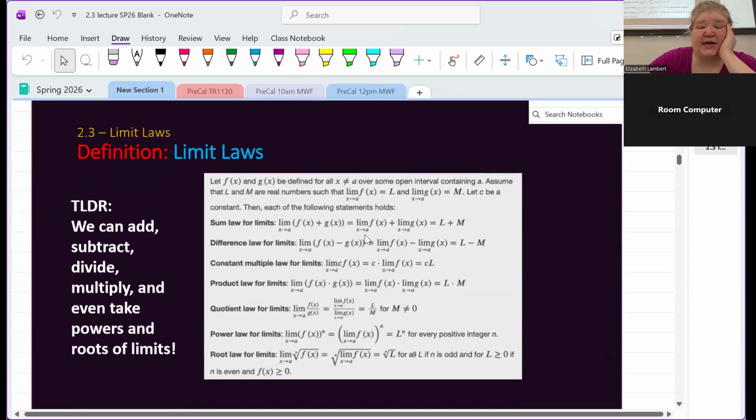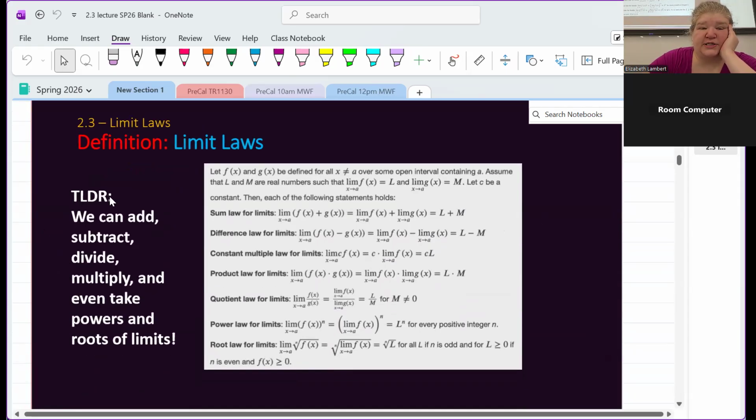So we have this giant text box of doom from the book. But the too long didn't read is we can add, subtract, divide, multiply, and even take powers and roots of limits. Like in here, the quotient law for limits: the limit of f of x over g of x is the same as the limit of f of x divided by the limit of g of x. And if we know what those limits are, in this case they're predefined to be L and M, then we just divide the two, L divided by M, assuming M is not 0.